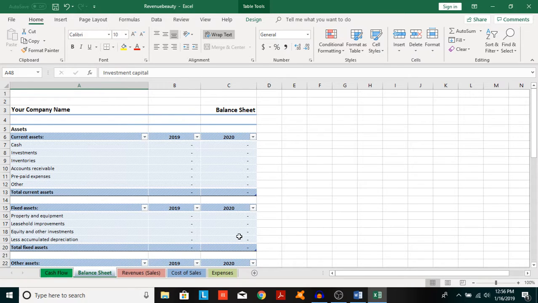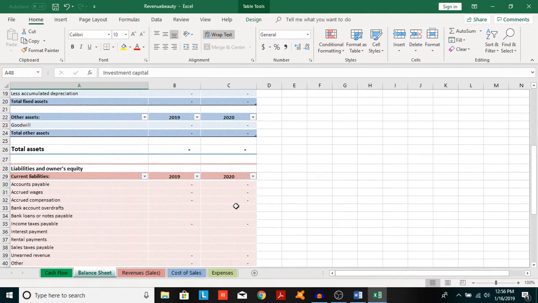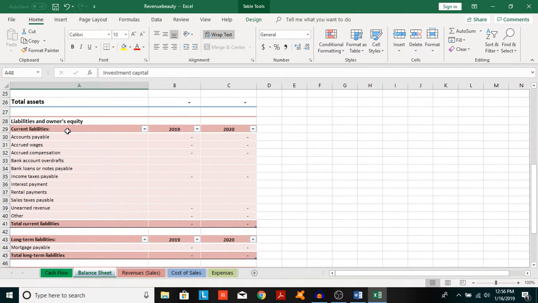A company's balance sheet is also known as a statement of financial position. It reveals the firm's assets, liabilities, and owner's equity, or net worth. The balance sheet, together with the income statement and cash flow statement, makes up the cornerstone of any company's financial statements. As a business owner, it is important that you understand how the balance sheet is structured, how to analyze it, and how to read it.